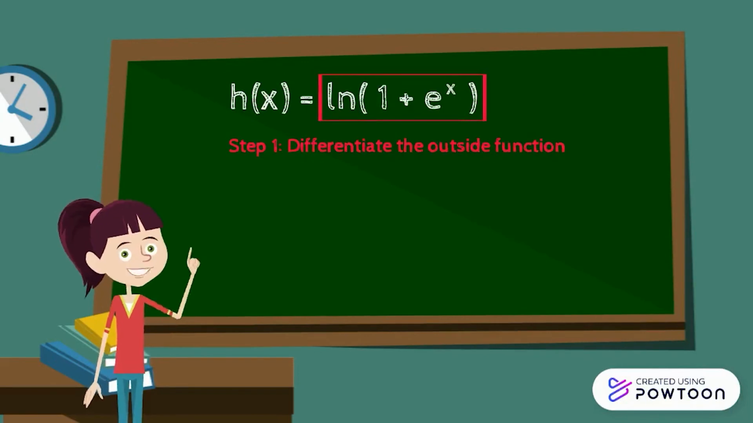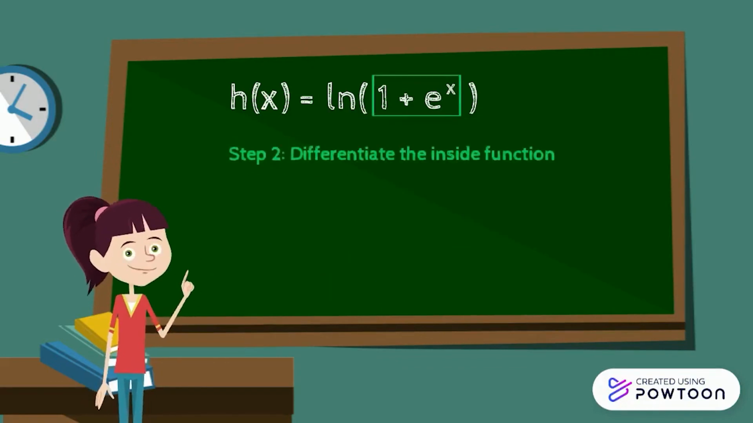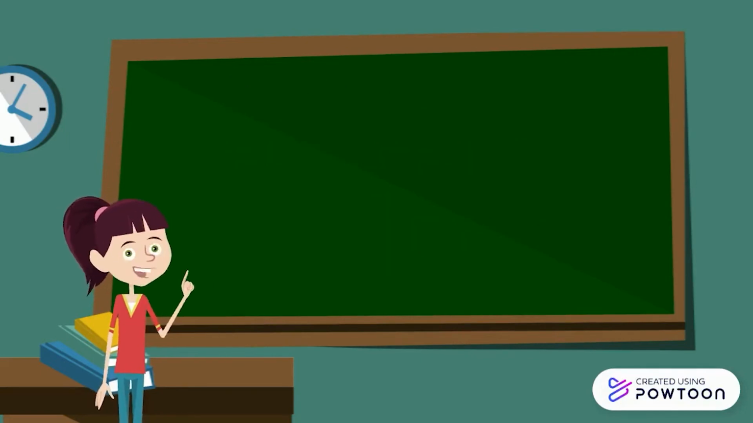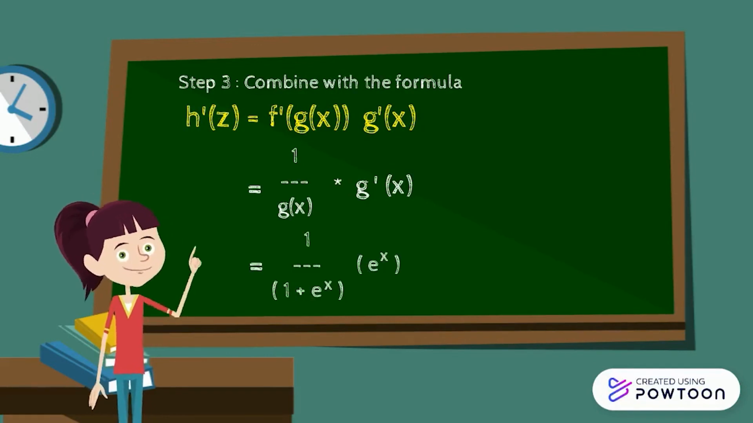Step 1. Differentiate the outside function. According to the rule, the differentiation of the logarithm will be 1 over the inside part of the function. Then for step 2, we will need to differentiate the inside function, which is g(x) equals 1 plus e power x. After differentiation, g prime x is equal to e power x. Lastly, we will need to combine the two functions with the formula, which is 1 over 1 plus e power x multiplied by e power x and get the final answer.